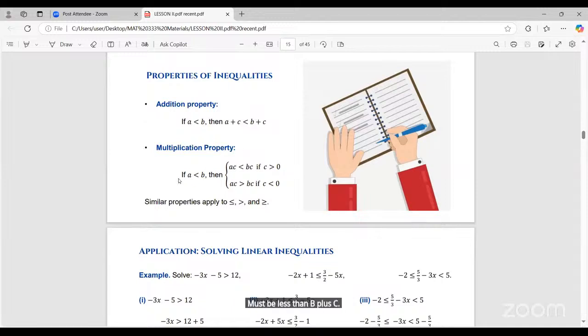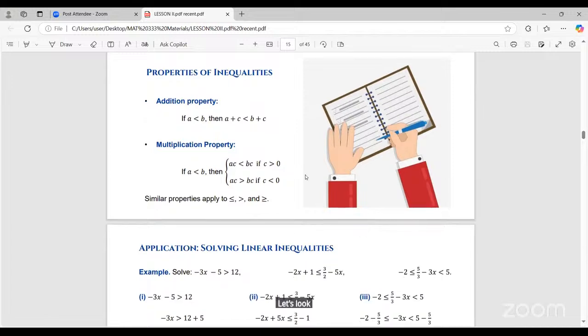Multiplication property. If A is strictly less than B, then we can have AC being strictly less than BC if C is greater than 0, and AC being strictly greater than BC if C is less than 0. Similarly, we can use the less than or equal to, greater than, and greater than or equal to properties. Let's look at some examples.